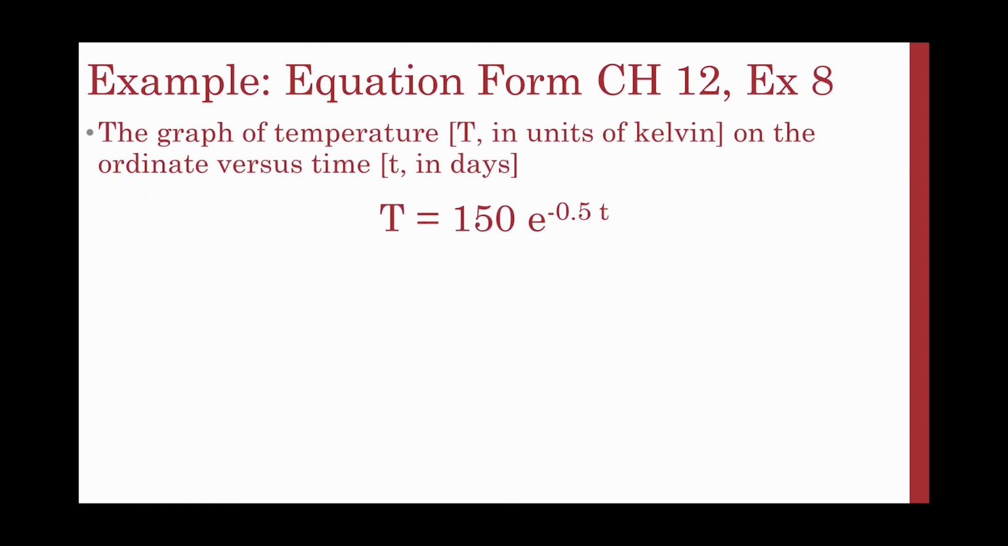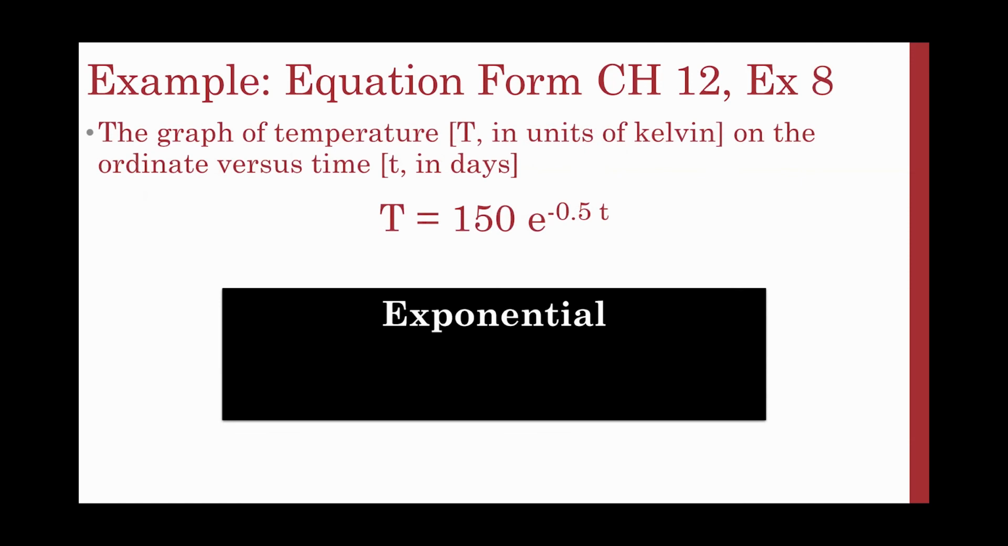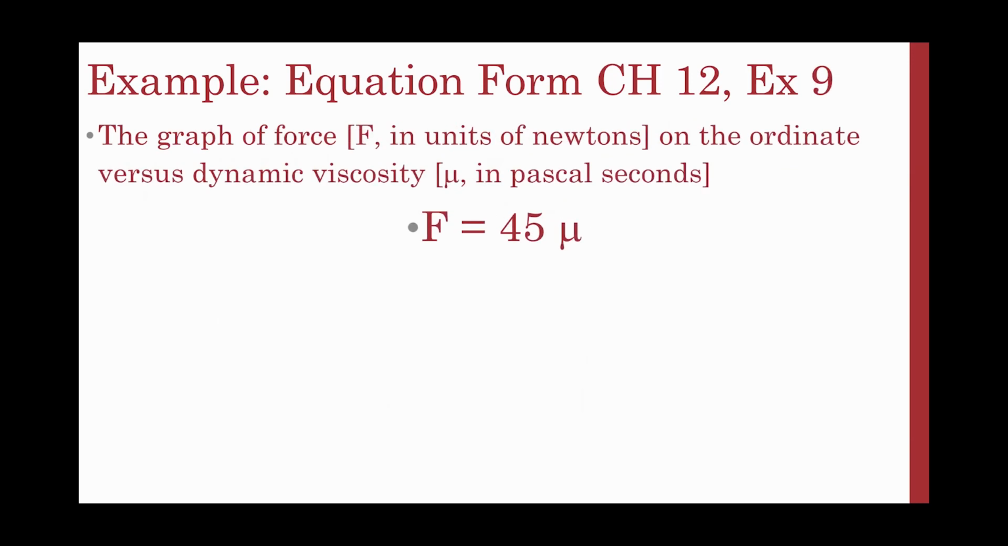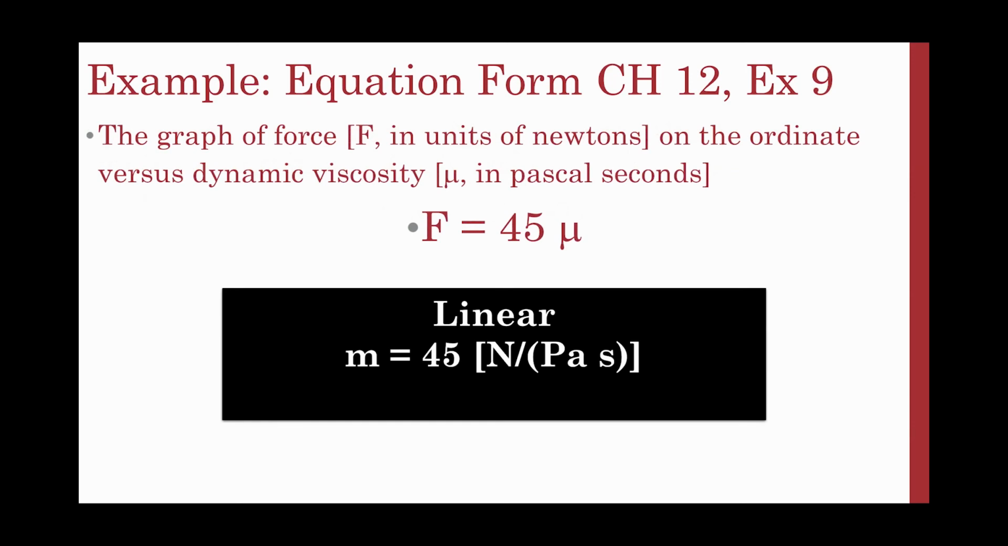If I have a graph of temperature is equal to 150 times e to the minus 0.5t, I have an exponential function. m is minus 0.5 and it has units of 1 over days, and b is 150 Kelvin. If I have F is equal to 45 mu, it is a linear relationship. m is 45 and b is 0.